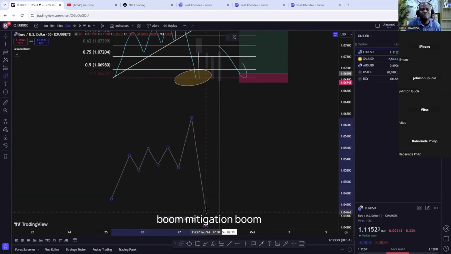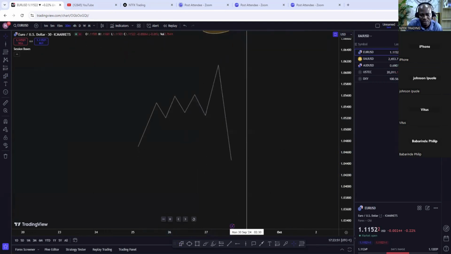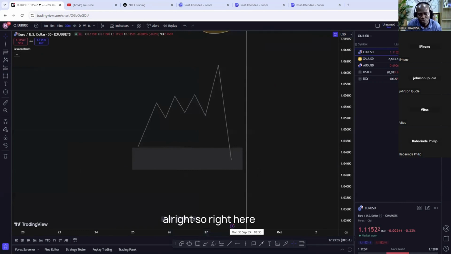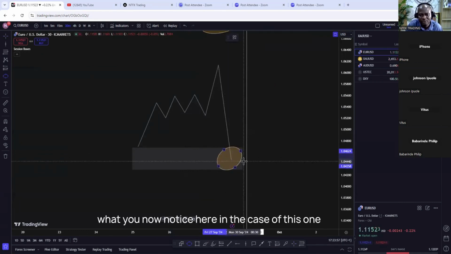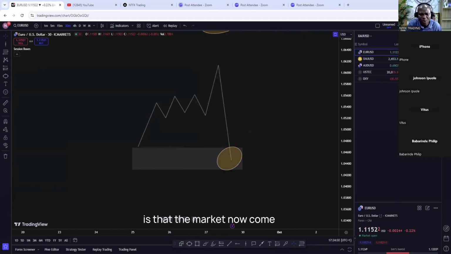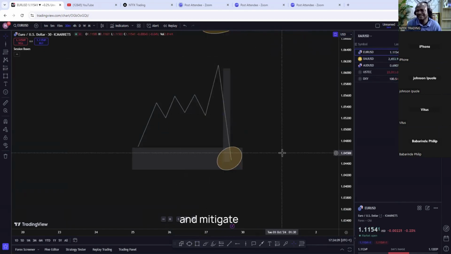discount price action, boom, mitigation, boom, mitigating at where? At a demand zone. All right. So right here, what you now notice in the case of this one is that the market now mitigated. Maybe it is news induced. It mitigated, boom.